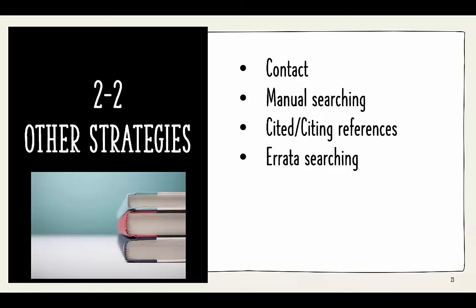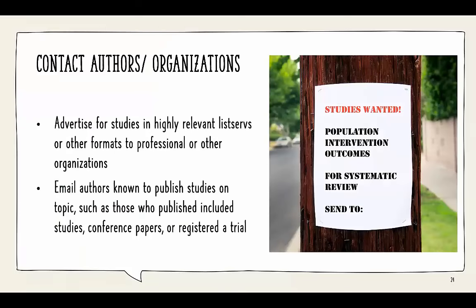So some other strategies that you might think about are contacting or advertising for studies, manual searching, citing, and errata searching. So let's talk about those. In contacting authors or organizations, another way of thinking about this is advertising. You could talk with your group and see, what are the important groups? Are there any listservs that you're on where they could advertise that they're looking for studies that match a certain criteria, and see what comes of that.